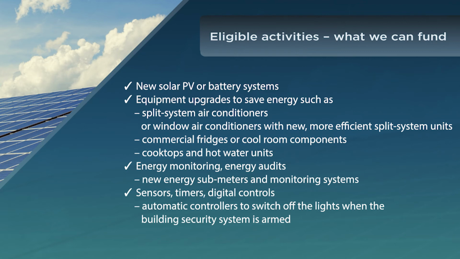Most of the eligible activities involve installing new energy generation and storage systems or upgrading existing equipment to more efficient models. For example, you can install a new solar PV or battery system or replace air conditioners, hot water heaters, lights, and some appliances. You can also install new components to make your existing equipment run better, like sensors, timers, or digital controllers. You can also use the grant to conduct an energy audit or install a building management system.